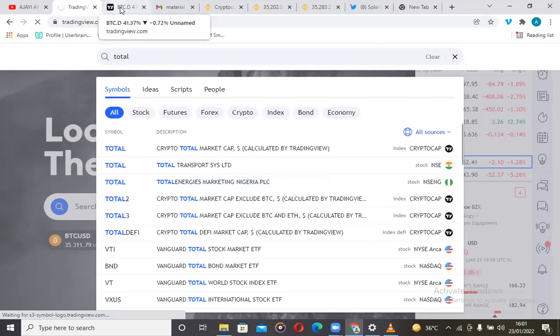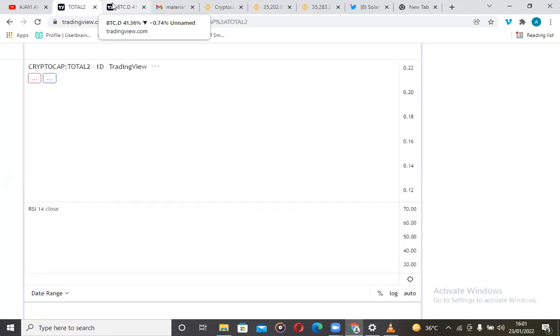Now, you see this BTC dominance and this total market cap, they are opposite to each other. That is, when BTC dominance is going up, when the chart is going up, the market will start going down. That's when you see the red. And when BTC dominance starts going down, the market starts going up, so they work in opposite ways.